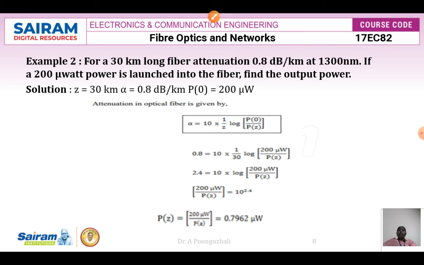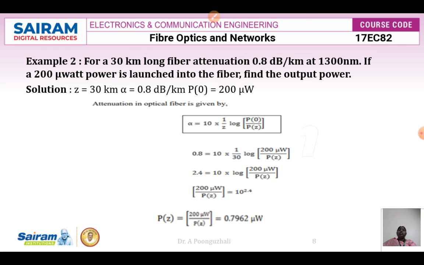Next, for a 30 kilometer long fiber with attenuation 0.8 decibels per kilometer at 1300 nanometers. The length of the cable is given as 30 kilometers and the attenuation constant is 0.8 decibels per kilometer. If 200 microwatts of power is launched into the fiber, that is P of 0 is 200 microwatts, find the output power P of Z.